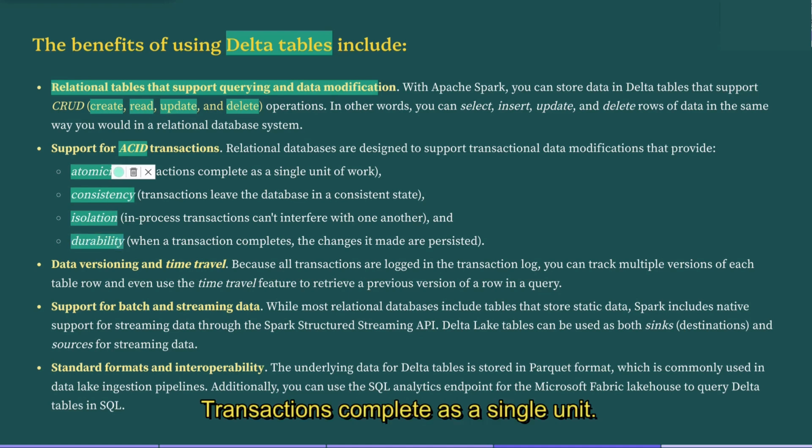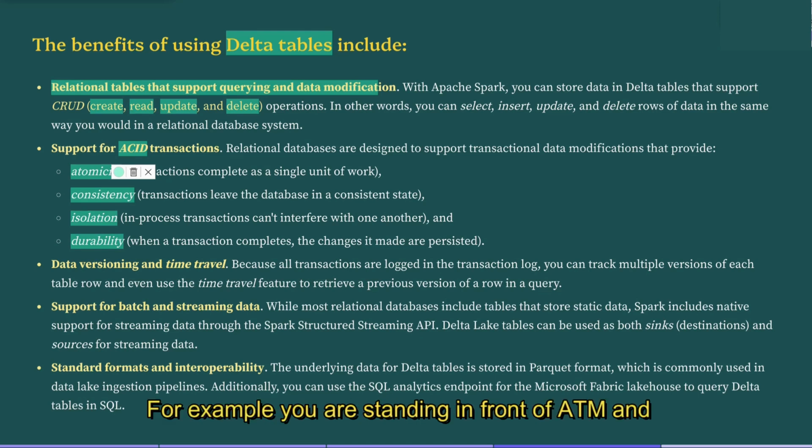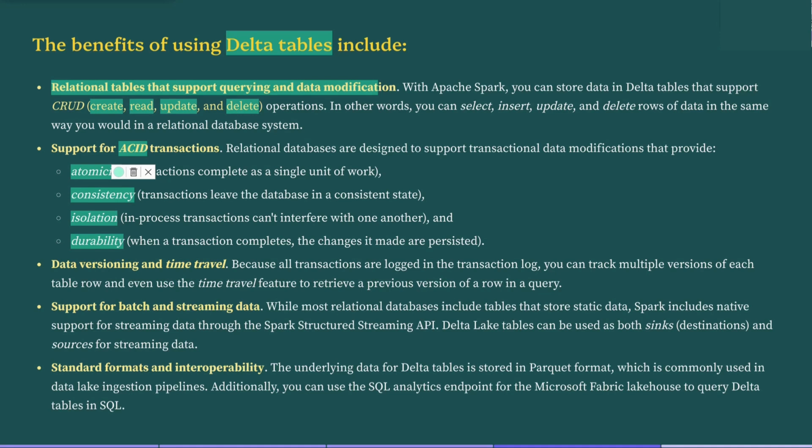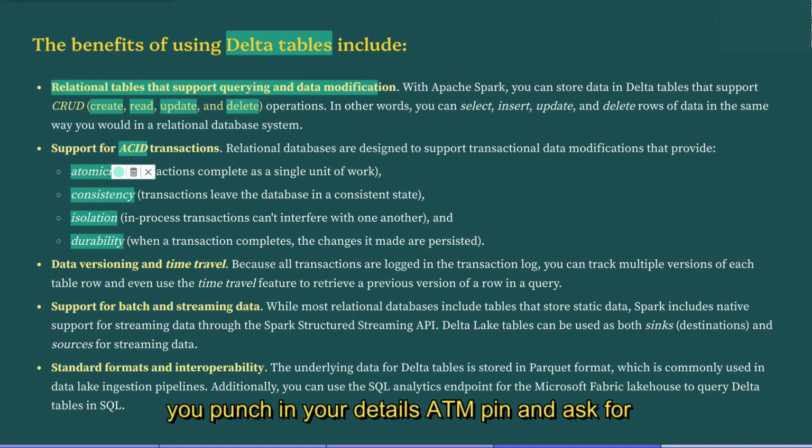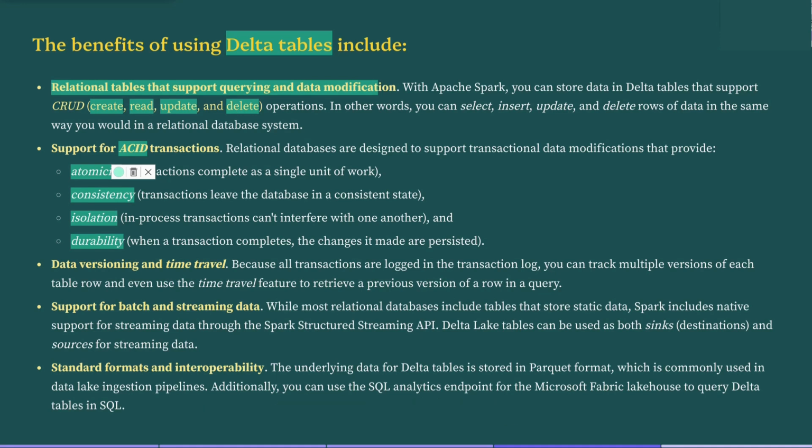Atomicity is like transactions complete as a single unit. For example, you're standing in front of an ATM and you punch in your details, your ATM pin, and ask for some amount of money, right? The overall process should complete as a single unit. So that is atomicity. Consistency is that transactions leave the database in a consistent state. So when you are doing some kind of transaction at the ATM, it is leaving things in a consistent state.